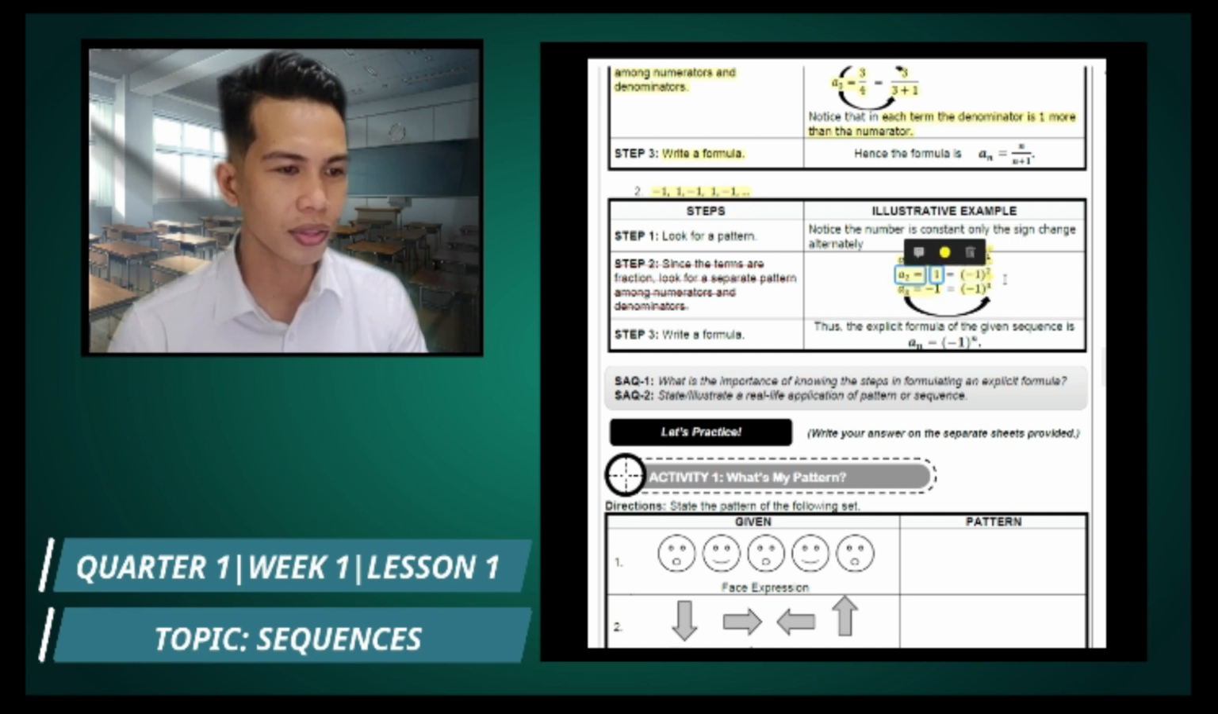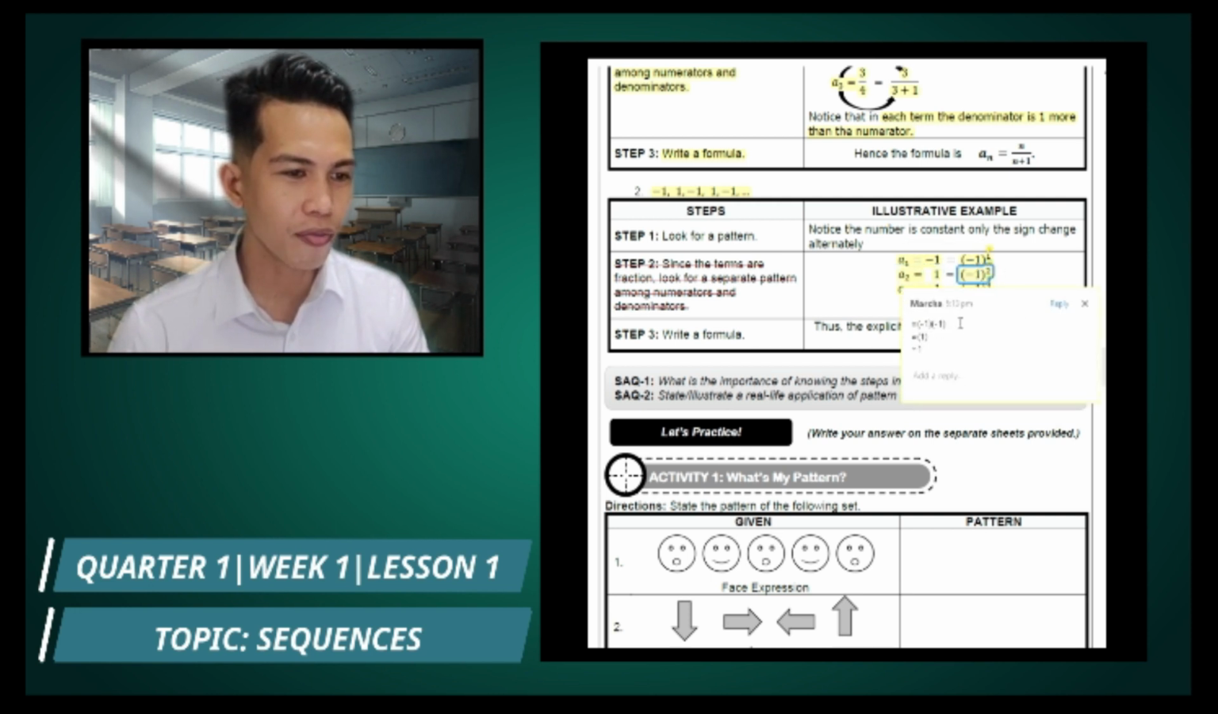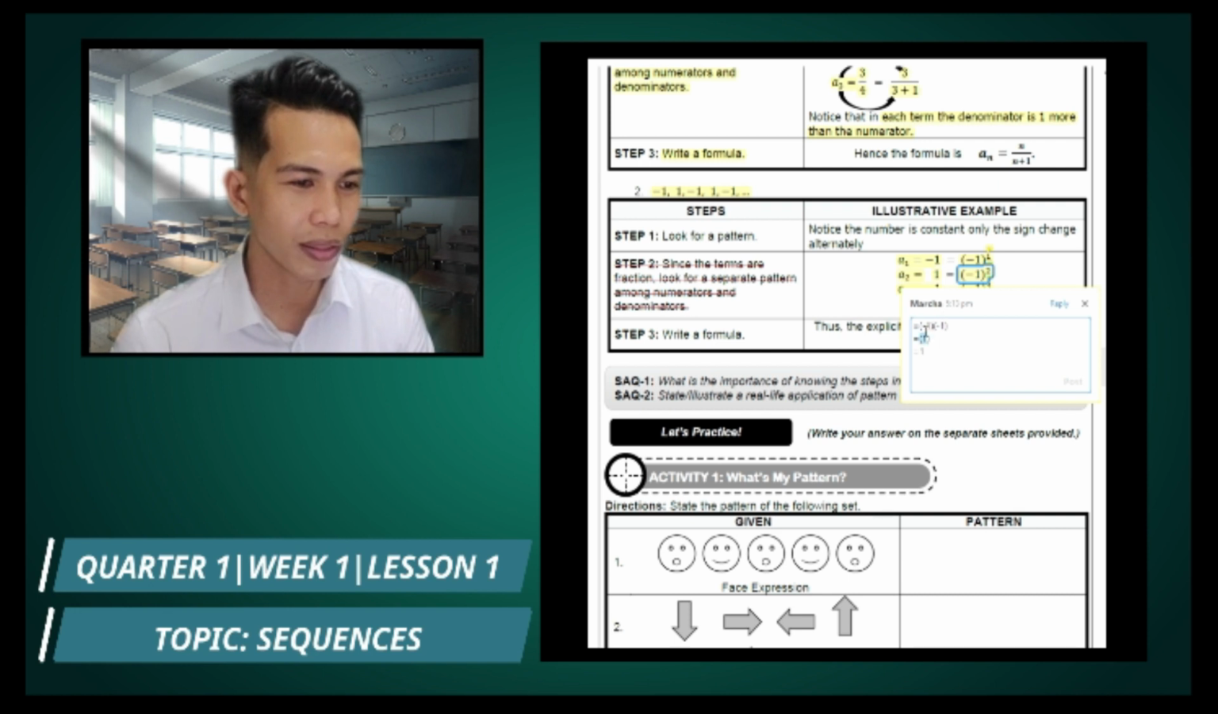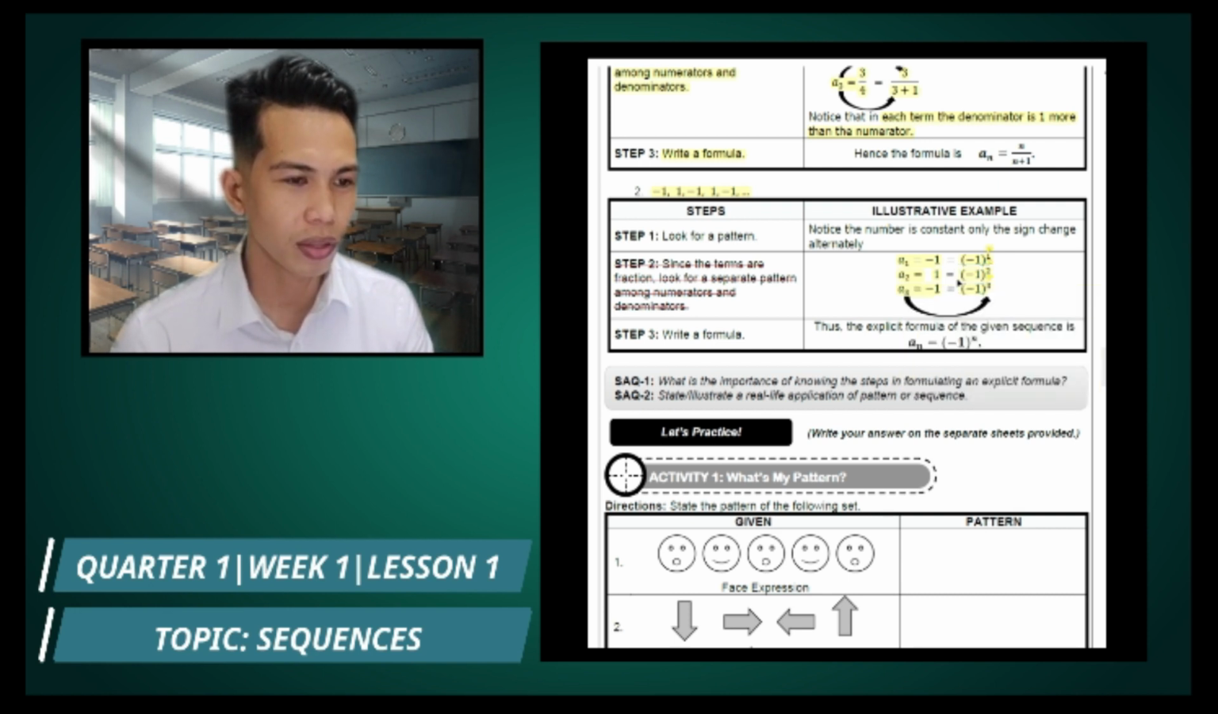Now for our second term, we have positive 1. In exponential form, we can write negative 1 raised to 2 because this means we are going to square negative 1. We have negative 1 times negative 1. We have positive. So positive 1, removing the parentheses, we will have 1, which is equivalent to our second term.